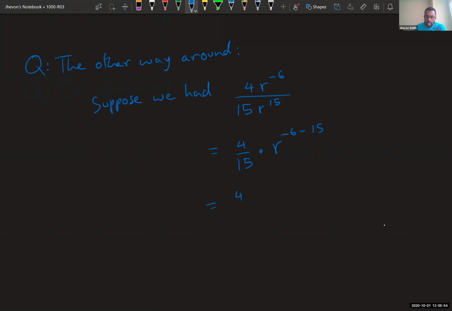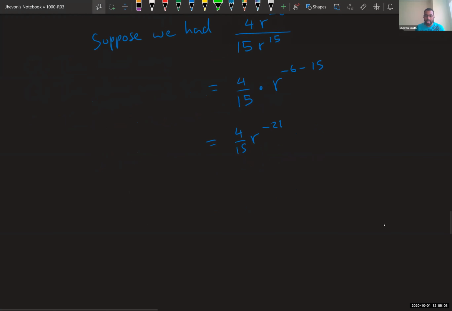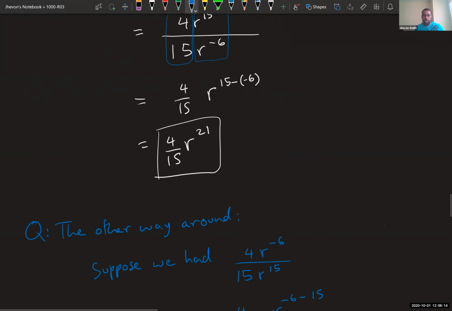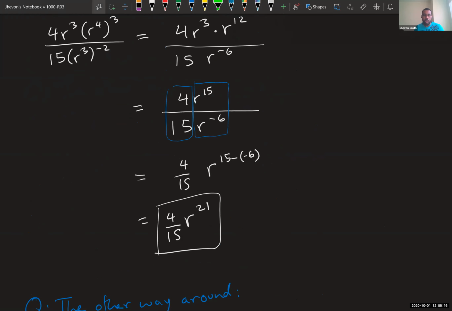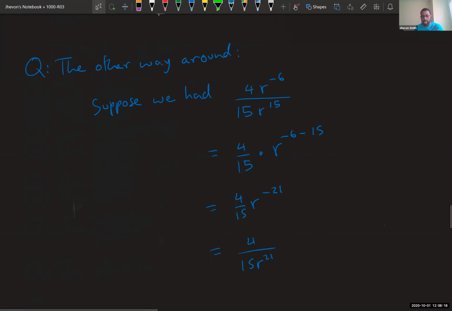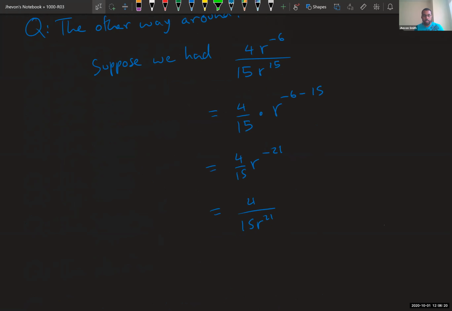What you'd realize by applying this rule is that I don't really have to worry about whether or not it's in the numerator or denominator, because the power is going to tell me. Now this simplifies to r to the -21. That tells me that it's in the denominator, right? So this one is not in the denominator because the power is positive. This one is in the denominator because the power was negative.